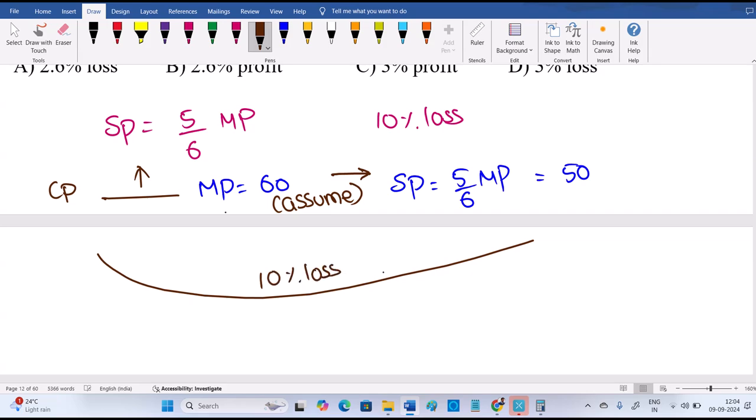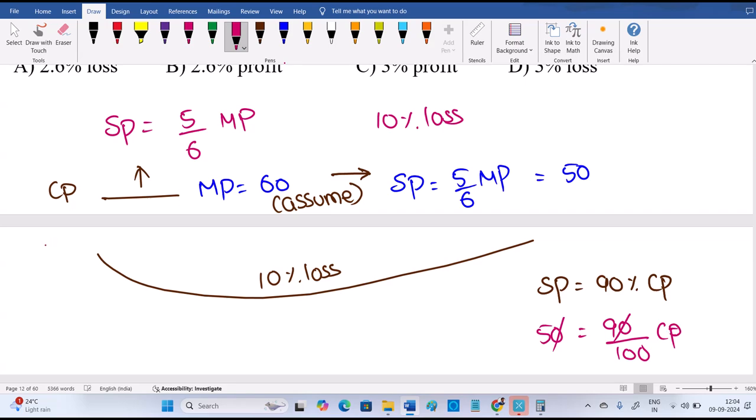So selling price is equal to 90% of cost price. Selling price is less than cost price. Here, 90% means 90 divided by 100. This 0 cancels. So cost price is 500 divided by 9. Cost price is 500 divided by 9.